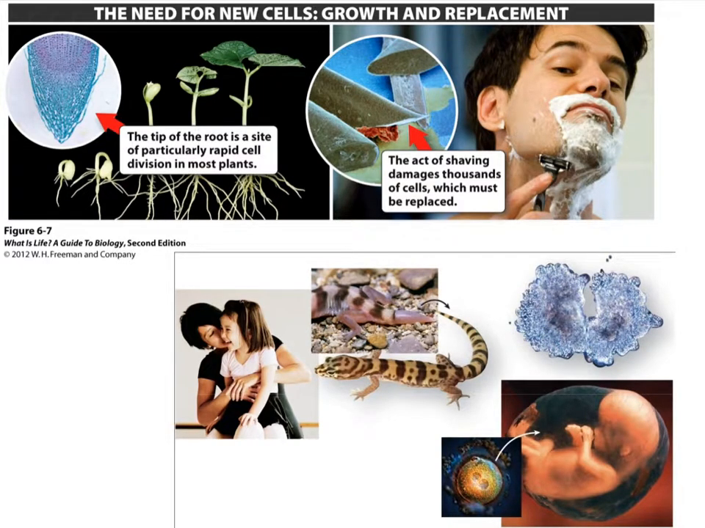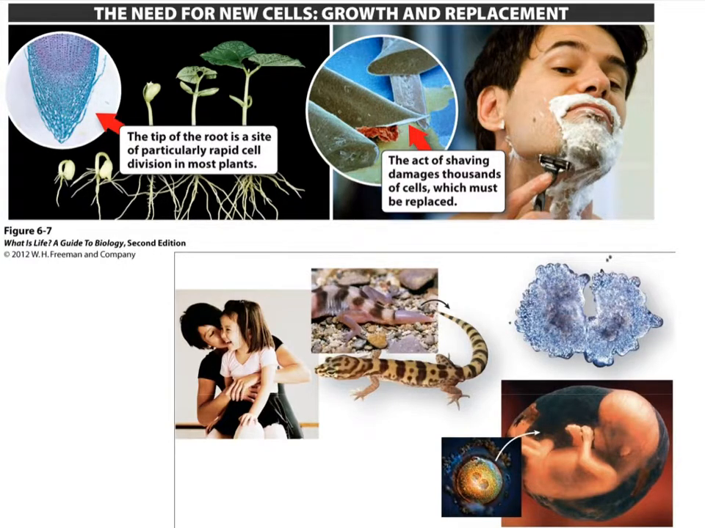There are 3 major reasons that cells go through mitosis. The first one has to do with growth. So as a plant grows, we're going to see that they're going through mitosis. And plants tend to grow at places like their root tips. Kids are growing all the time as well, so we see them going through lots and lots of mitosis.